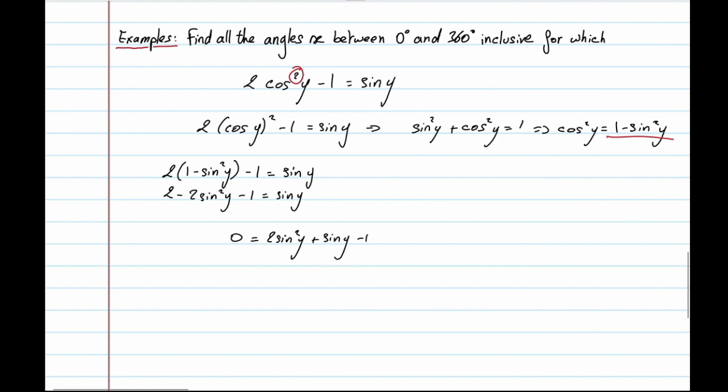To solve this equation, we need to do a last substitution. The substitution we do is x equals sine of y. This equation then becomes a quadratic equation. So we get 0 equals 2x squared plus x minus 1.